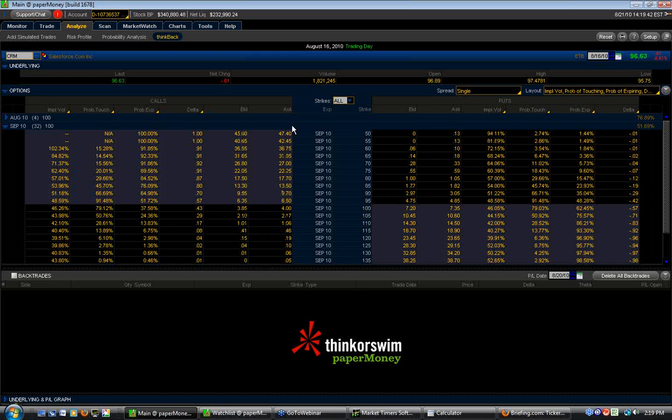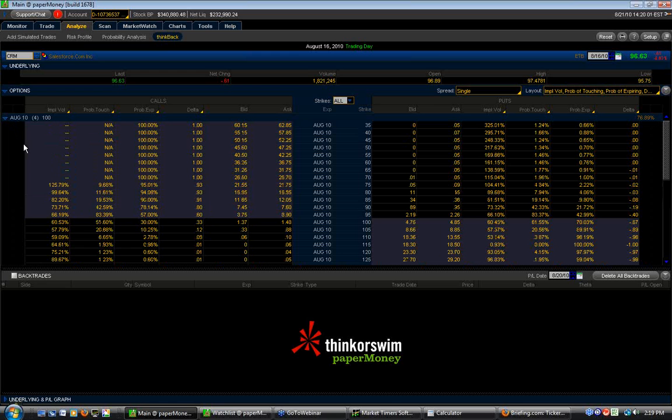The bid is 210. The ask is 217. And implied volatility was in the 40s. Probability of touching was pretty strong. Probability of expiring was pretty weak. Let's compare that to buying the next day 105s, or the front month expiration.